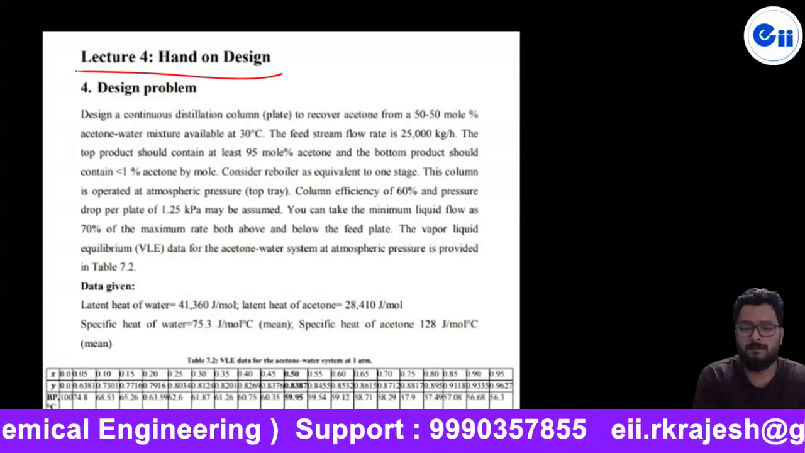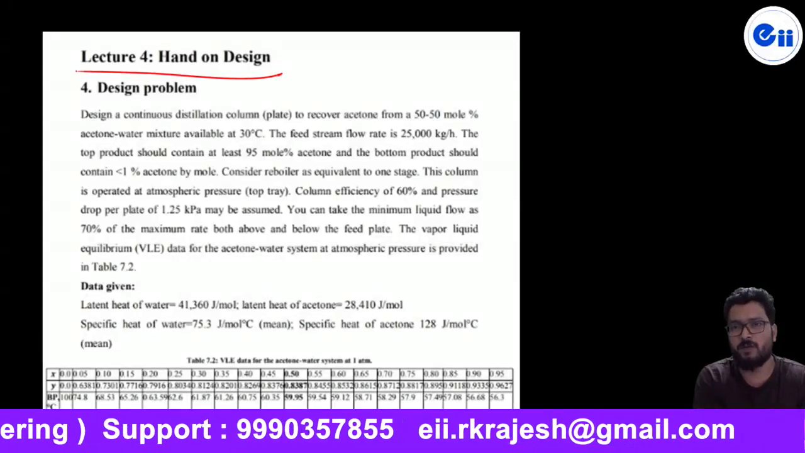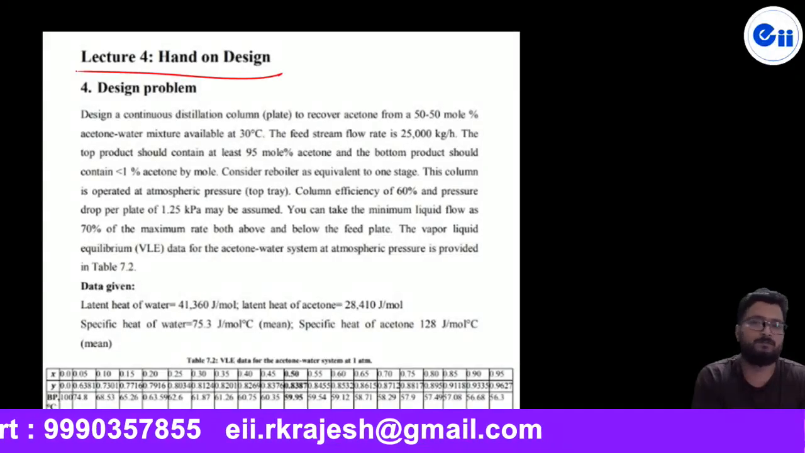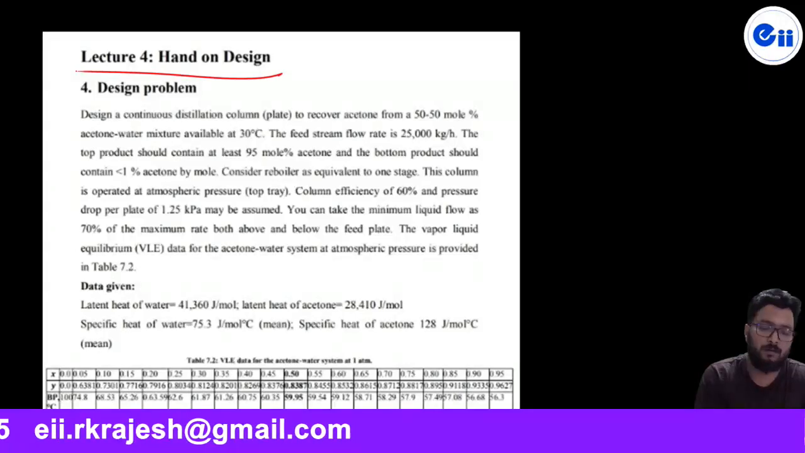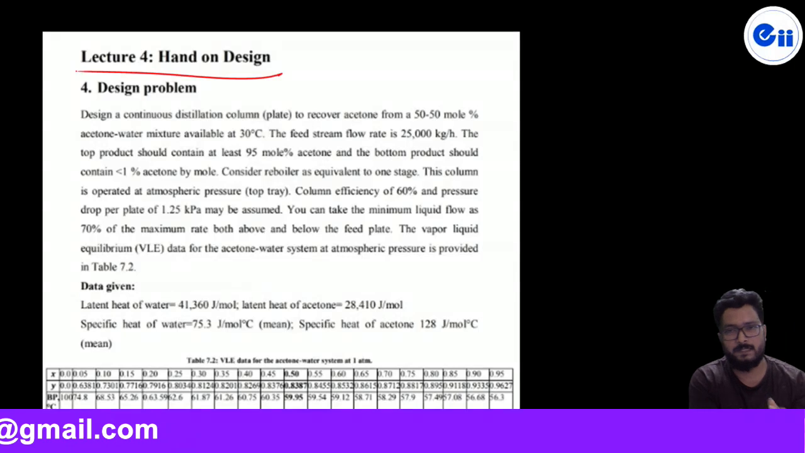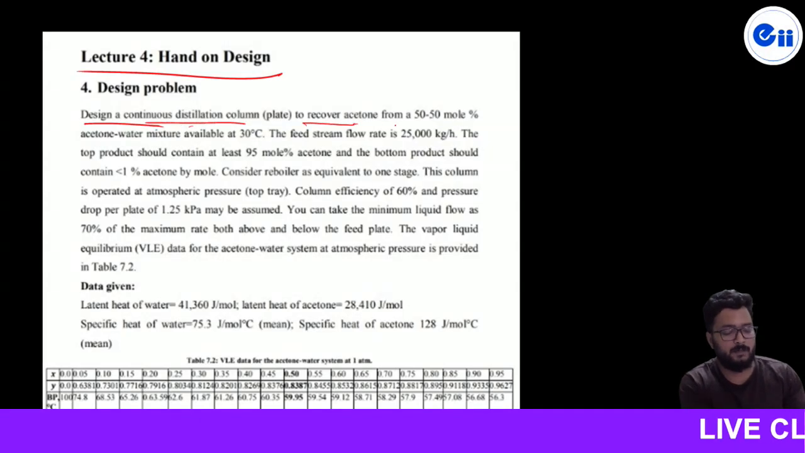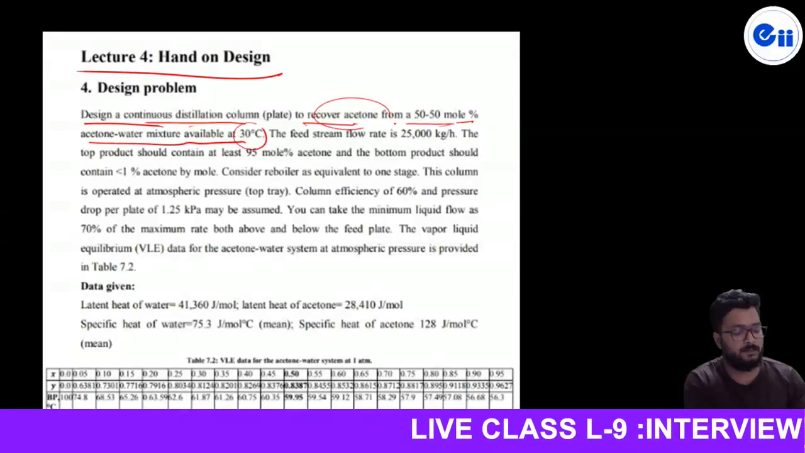in order to treat this feed having this composition, to get at least 98% purity at the top and 1% maximum in the bottom, with an efficiency of, let's say, 60%. In the same sequence, I am going to show you a problem: design a continuous distillation column to recover acetone from a 50 mole percent acetone-water mixture available at 30 degrees Celsius.